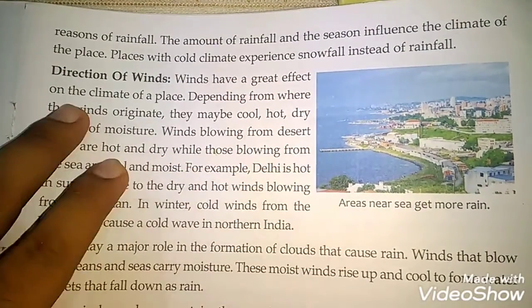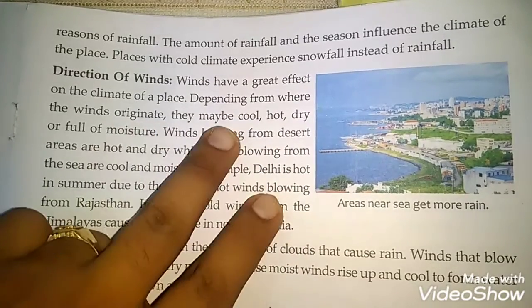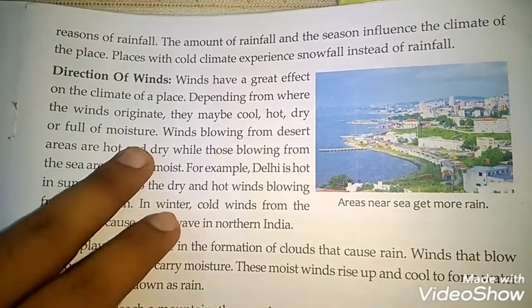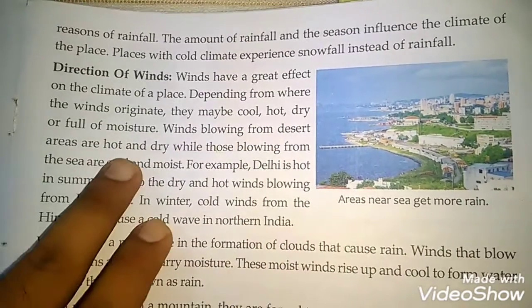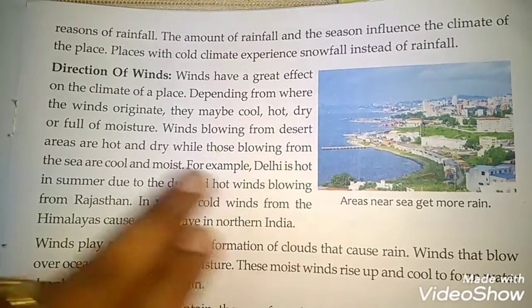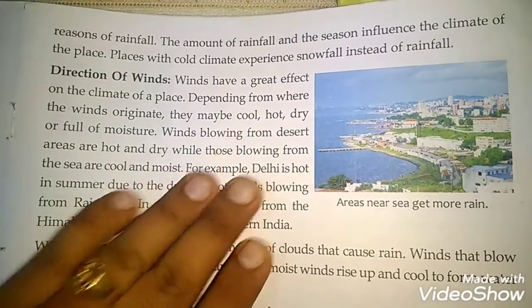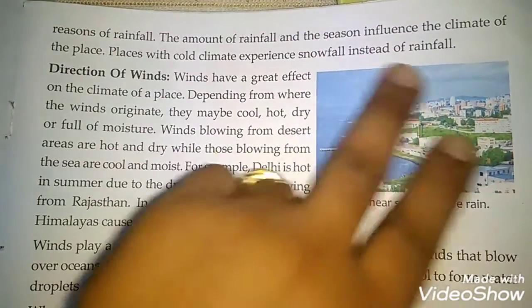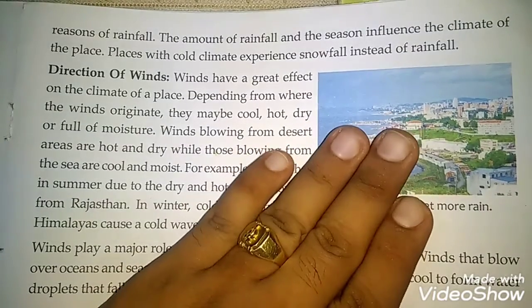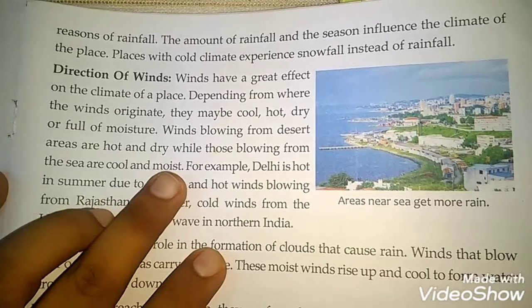Now, direction of winds. Winds have a great effect on the climate of a place. Depending on where the winds originate, they may be cool, hot, dry, or full of moisture. Winds blowing from desert areas are hot and dry, while those blowing from the sea are cool and moist. Why? Because the winds which are blowing from the sea, for example, if the winds blow in this way, the winds which are blowing nearer to the sea have water vapor content in them, so they are cool and moist.